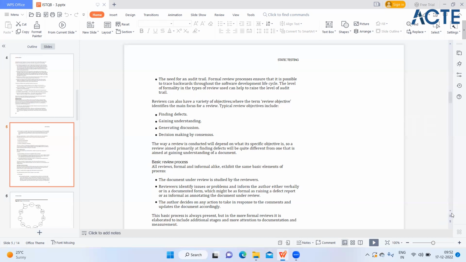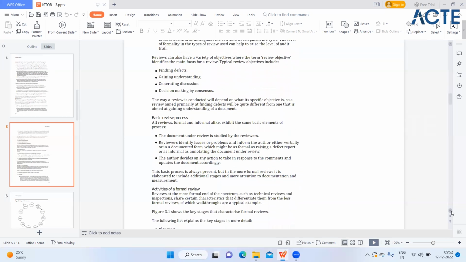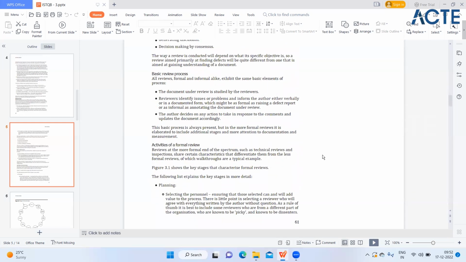Now, what is the basic review process? The document under review is studied by the reviewers. Reviewers identify issues or problems and inform the author either verbally or in a documented form, which might be as formal as raising a defect report or as informal as annotating the document under review.